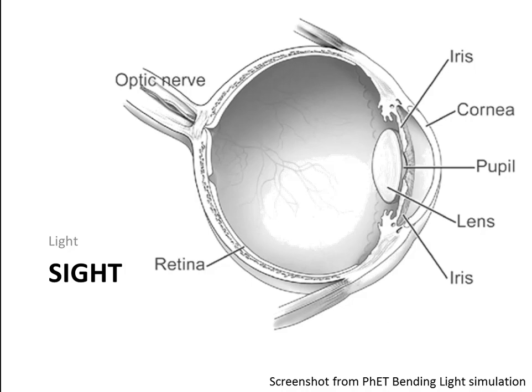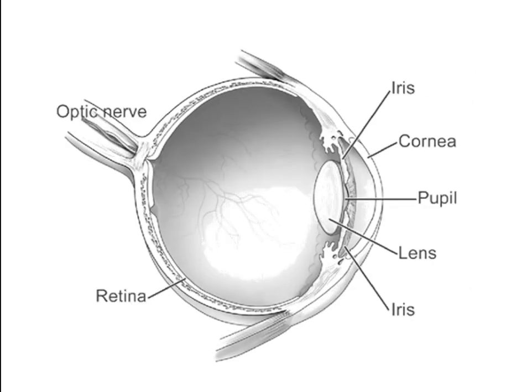Why can we see things? To understand this, we need to understand how the eye works and also how the eye is connected to the brain. Here we have a cross-section of an eye. So imagine that someone has taken an eye and cut it in half, and we're looking from the side. Let's look at the different parts of the eye and what each one does.